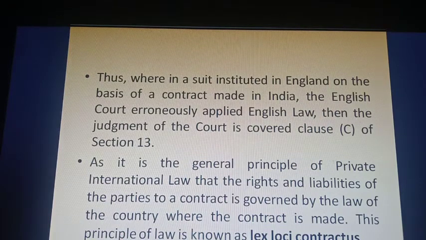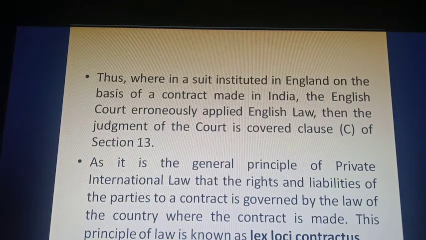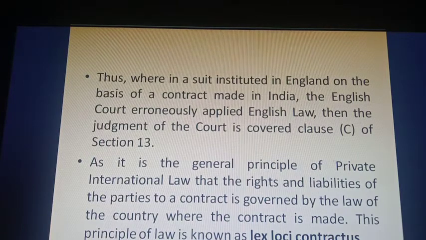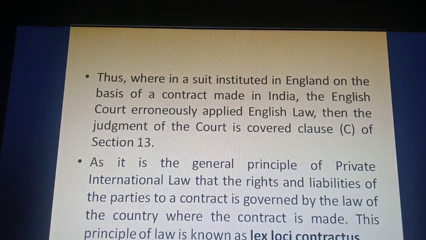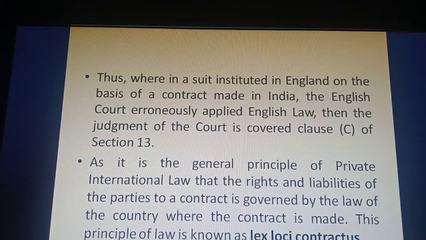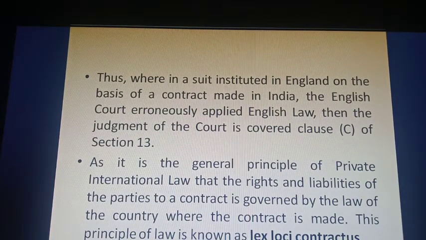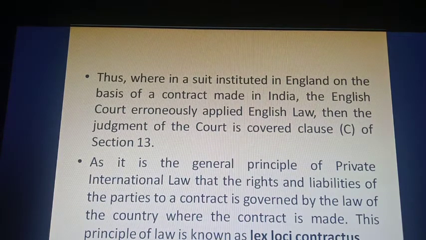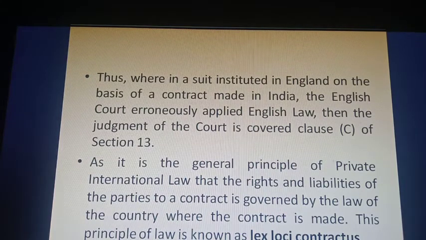Thus, in a suit which was instituted in England on the basis of a contract made in India, it is very important. It is a settled principle of law that the law of that country will be applicable to the contract where the contract is executed. In this case, the contract was executed in India. The suit was filed in England. So in this case, the Court of England should recognize the Indian law of contract, that is Indian Contract Act 1872, and should decide the suit on the basis of the Indian Contract Act 1872.